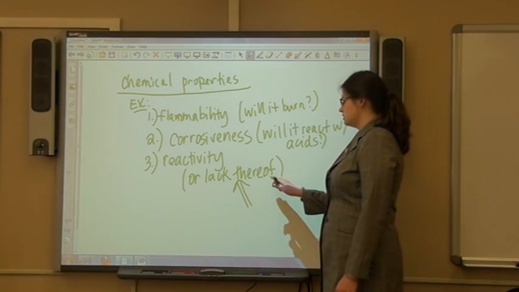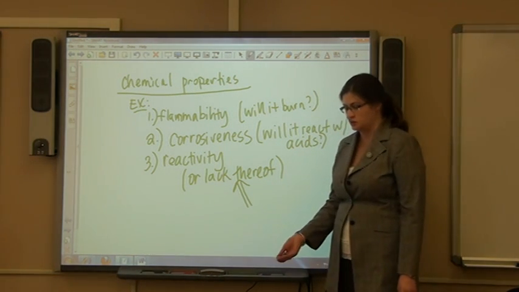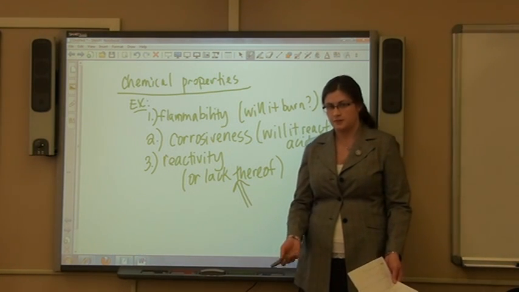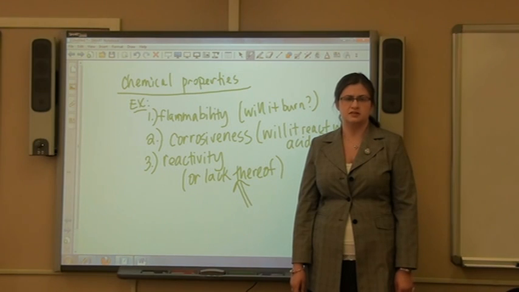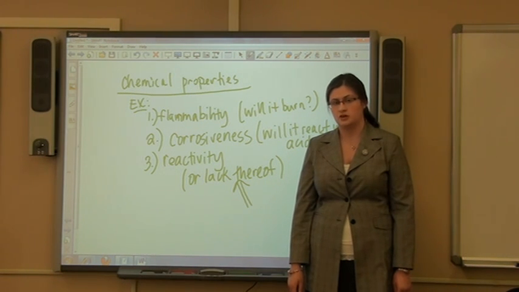This is a common thing that you'll see on your homework. I'll ask a question, or I'll ask you to identify a chemical or a physical property, and I'll say something like, hip joint does not react with bodily tissues. Is that chemical or physical? Well, it is a chemical property because you're talking about something's reactivity, regardless of whether it reacts or not.